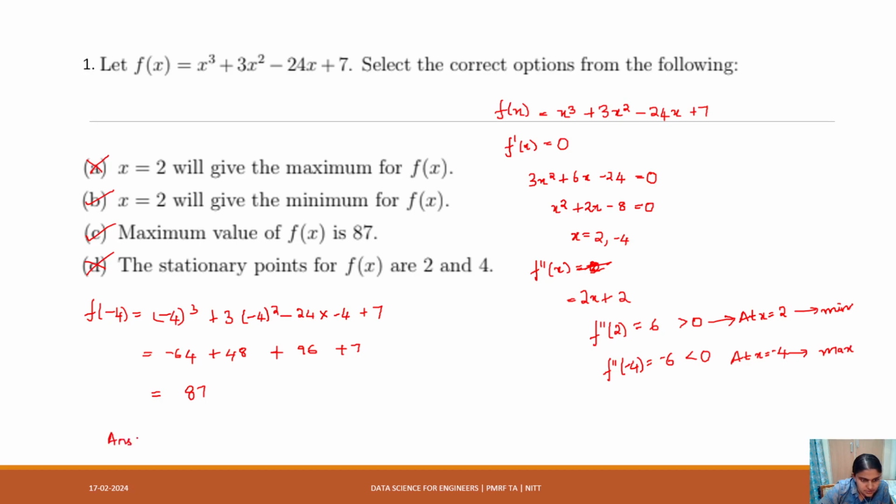Everyone okay with this question? If everyone's okay, I'll move on to the next question.